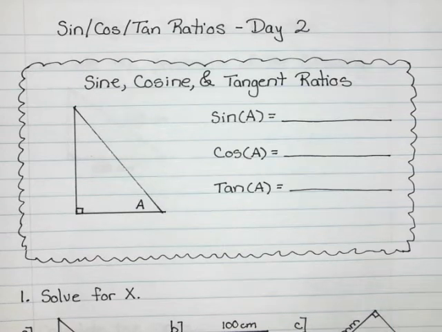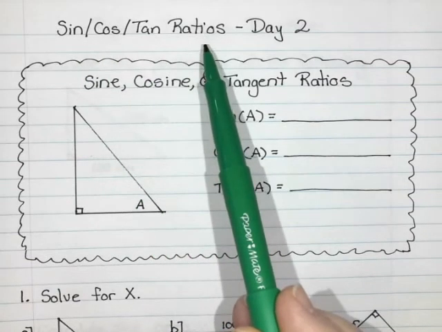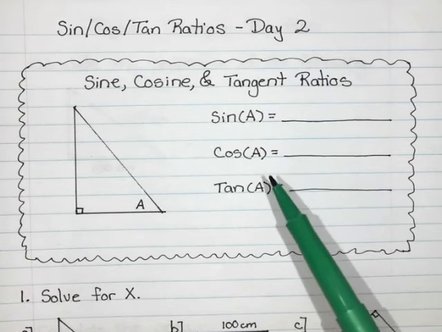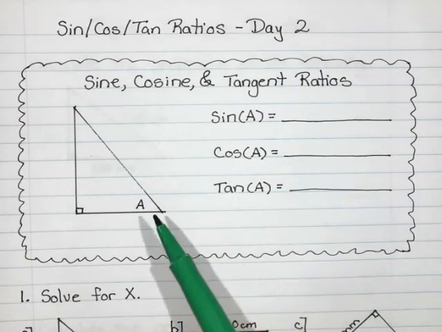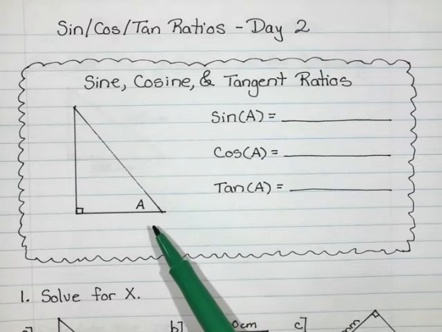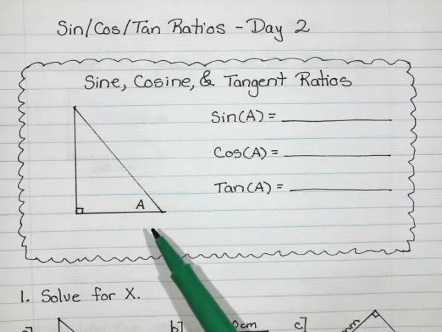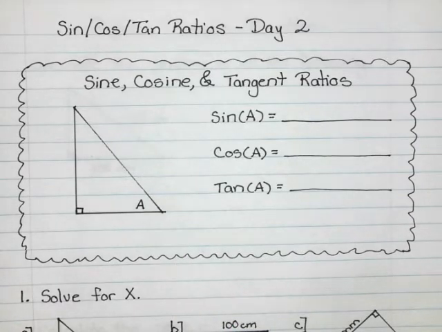Today we're going to be talking again about sine, cosine, and tangent ratios. We are just going to recap what we learned in our previous lesson. They are ways of finding missing sides and missing angles in a right angle triangle. So far we've only used them for finding missing sides. Next week we will learn how to do missing angles.